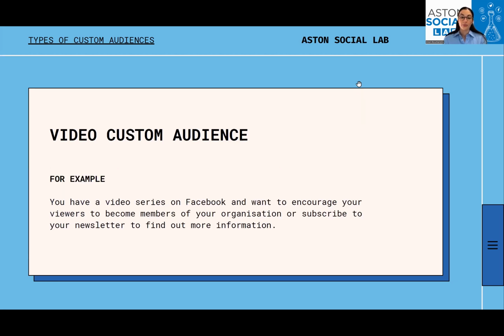For example, you have a video series on Facebook and want to encourage your viewers to become members of your organization or subscribe to your newsletter to find out more information. So what you do is essentially select the videos in that series. You could select specific ones if they're about a particular topic, and then target the people who have watched either the whole video or a portion of that video.